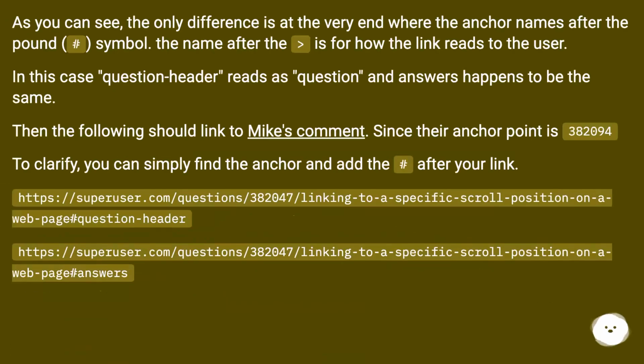As you can see, the only difference is at the very end, where the anchor names come after the pound hash symbol. The name after the greater-than sign is for how the link reads to the user. In this case, question header reads as a question, and answers happens to be the same. Then the following should link to Mike's comment, since their anchor point is 382094. To clarify, you can simply find the anchor and add the hash after your link.